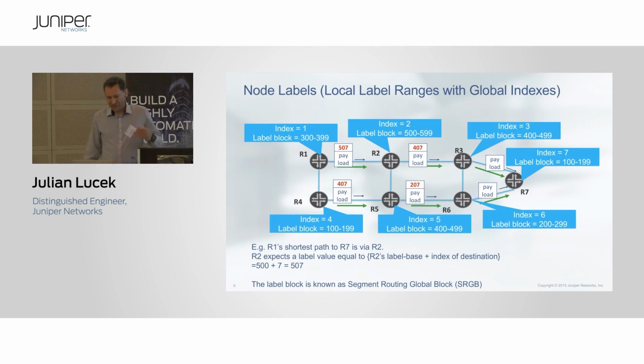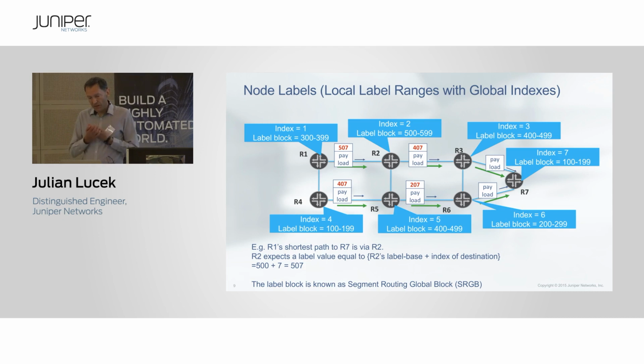So if R2 is sending towards R7, it sends it to its nearest neighbour R3. If R4 is sending towards R7, it would send it to its nearest neighbour R5 and so on. So you've got this sort of inverted tree rooted at R7. That's just the IGP SPF tree.